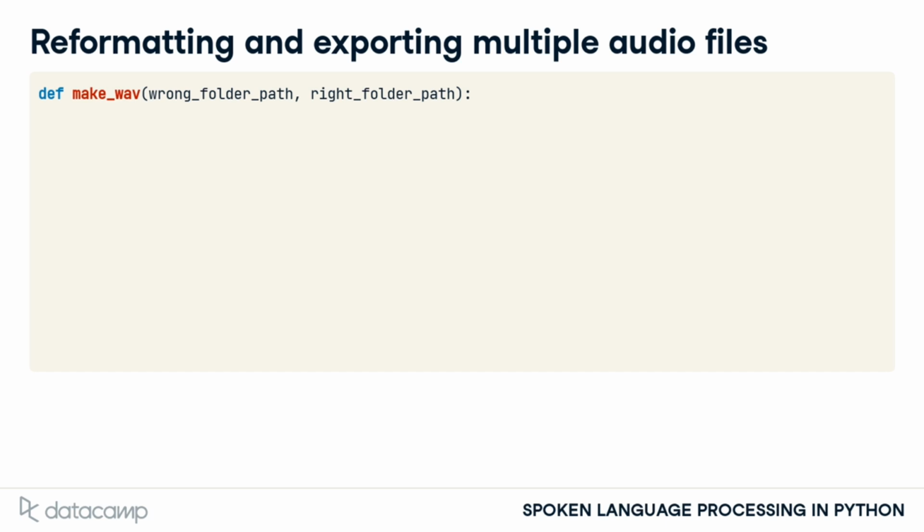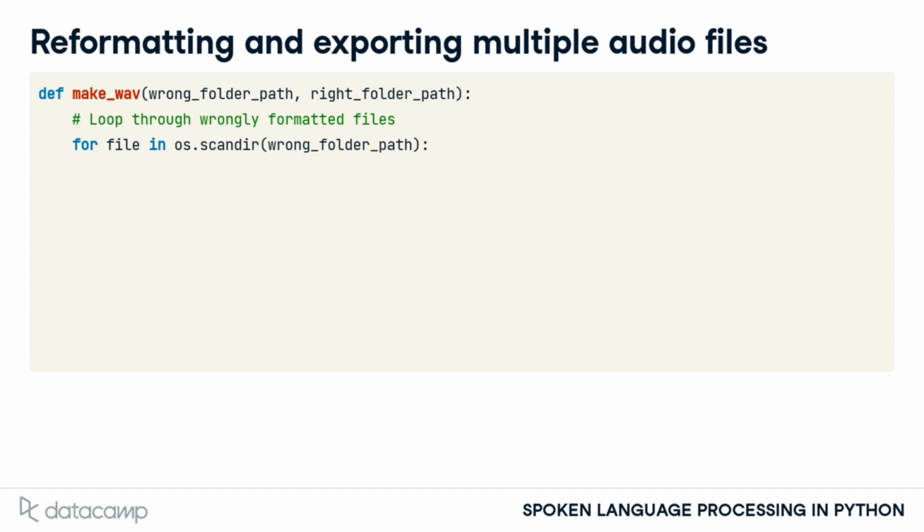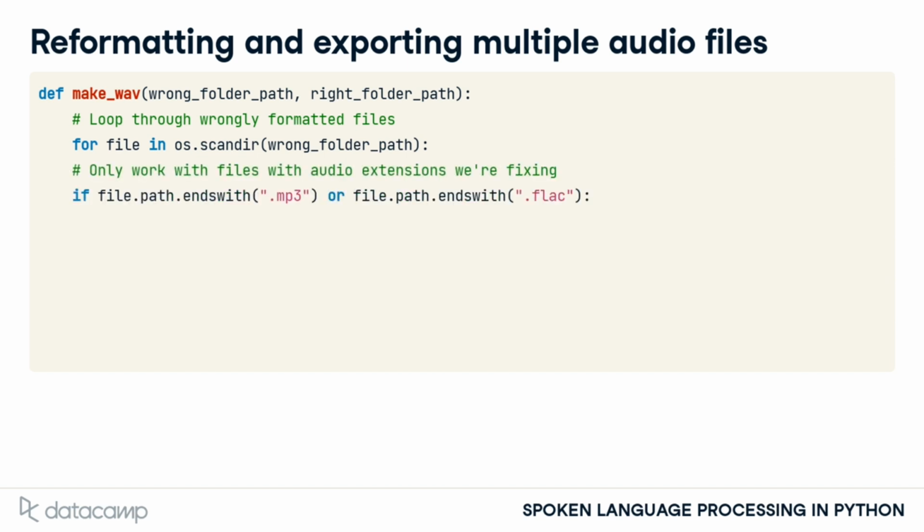Remember, you'll need FFmpeg for anything other than WAV. You might start going through the folder containing your audio files which have the wrong audio extension using Python's scandir function. Then you make sure you're only working with the files that have audio extensions MP3 and FLAC using endswith, a function which checks the end of a string.